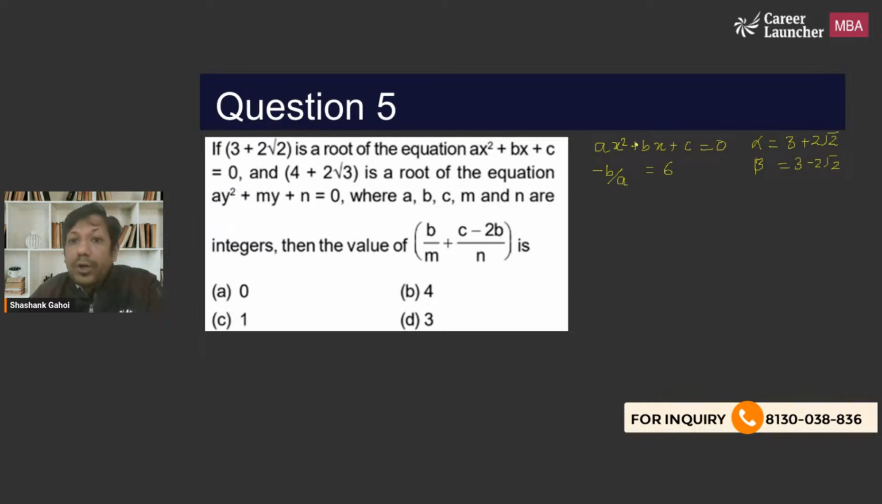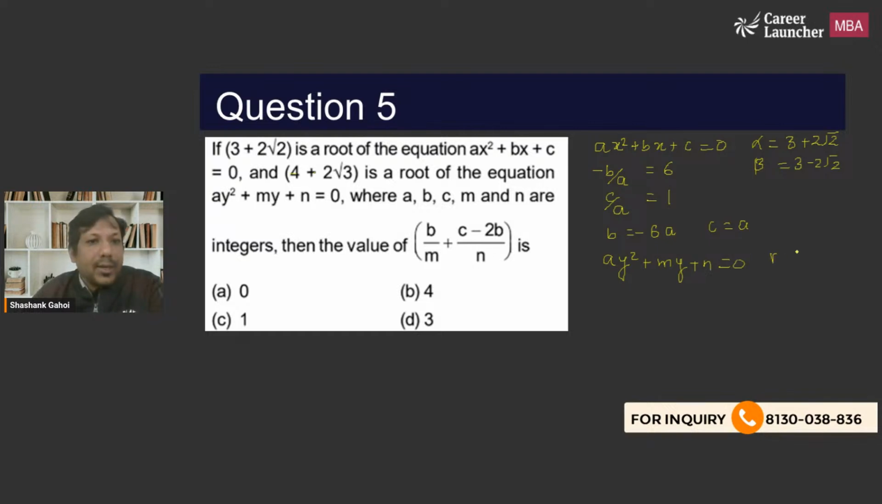Okay. What is the product of roots? c upon a, and that is equal to what? I'm going to multiply, so 9 minus 8, and that's going to be 1. Okay, so from here I can say that b is equal to minus 6a and c is equal to a. So I got this. Now the second equation is ay square plus my plus n, equal to 0.